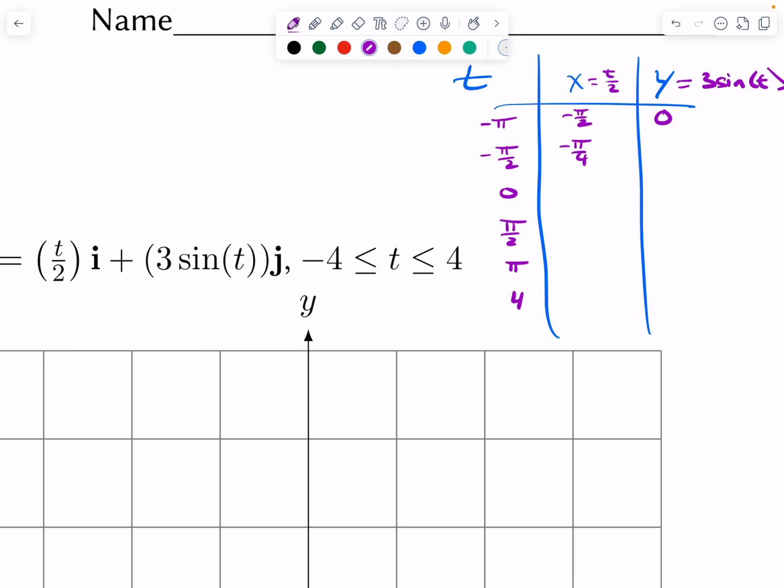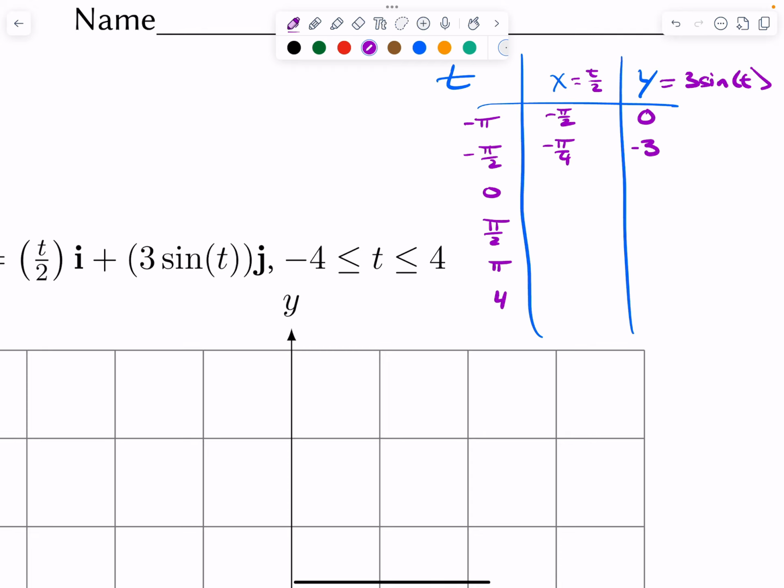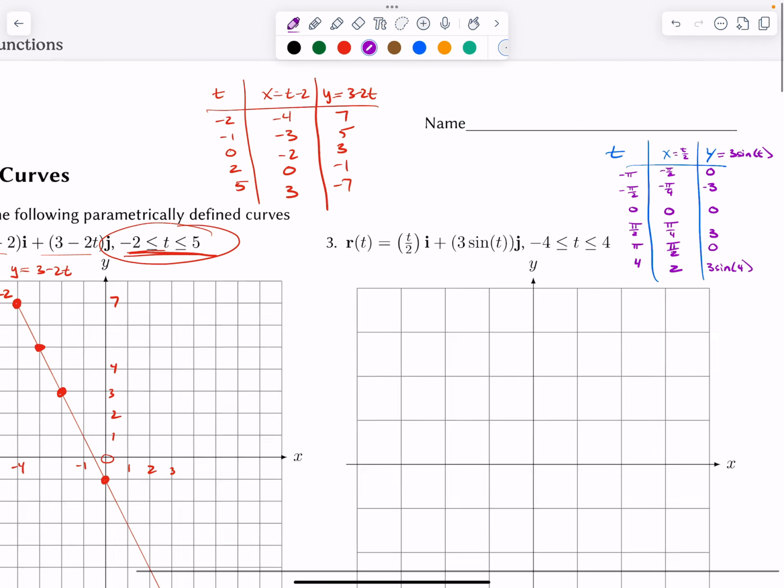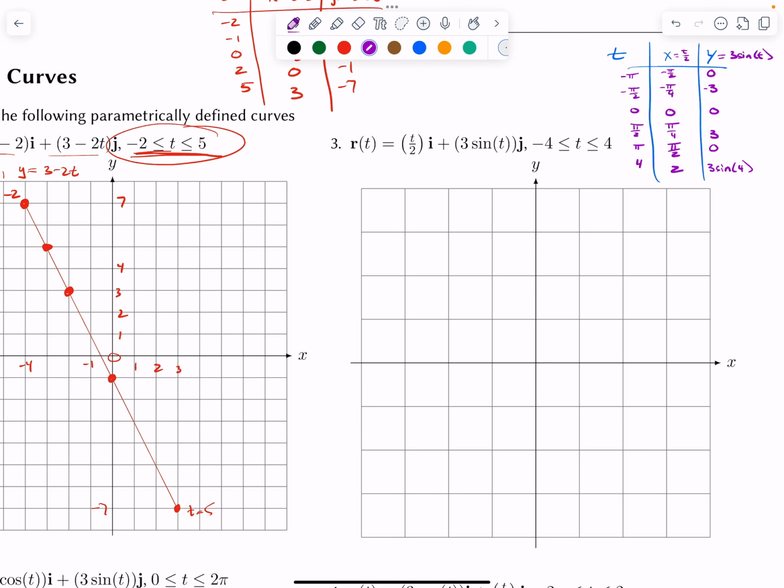So now this one is going to be -3, sorry, because the sine of -pi over 2 is -3. Let's just fill these in here. And this will be 3 times the sine of 4, whatever that is. And then moving down this, I get this, pi over 4, pi over 2, and 2. Okay, so let's see if I can graph this.